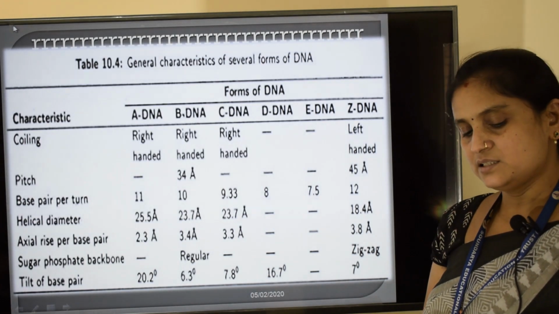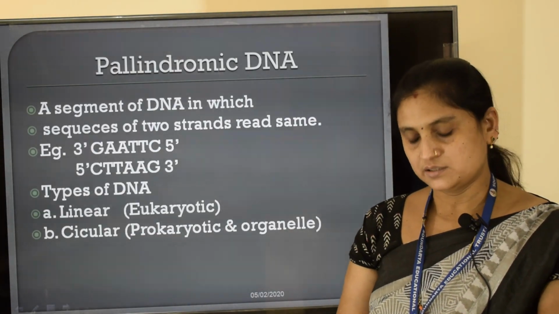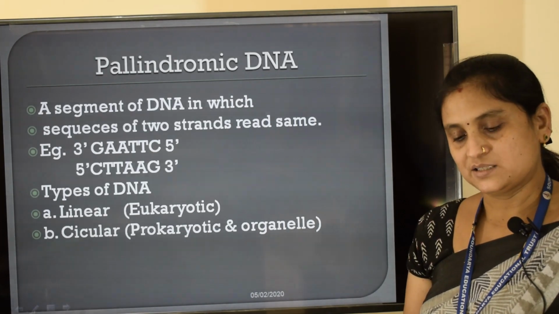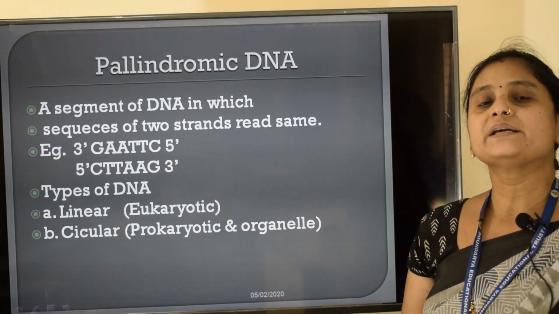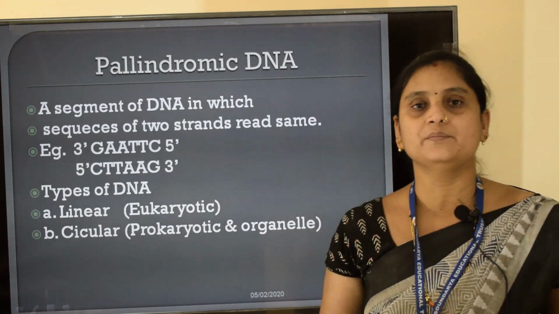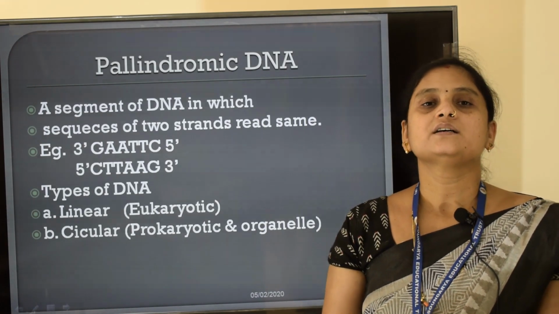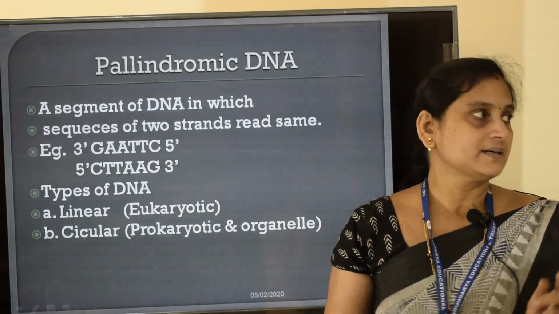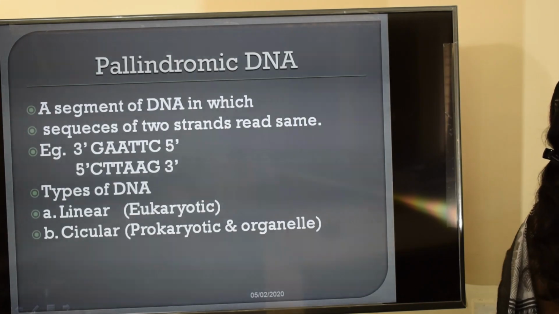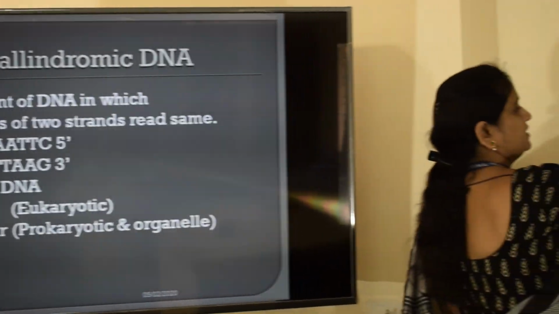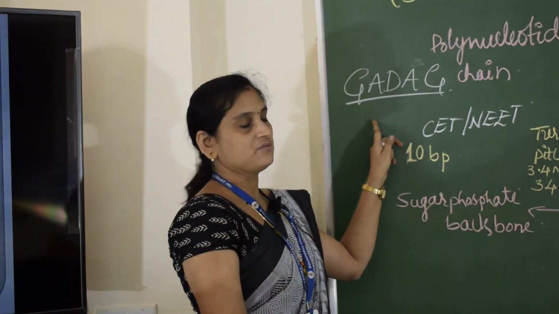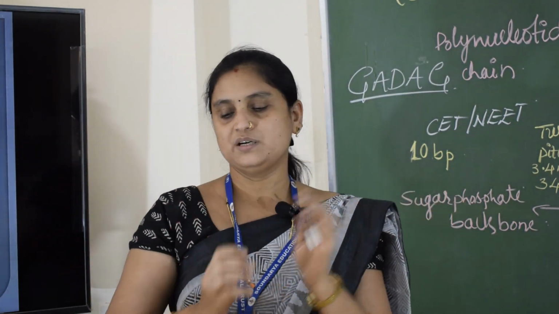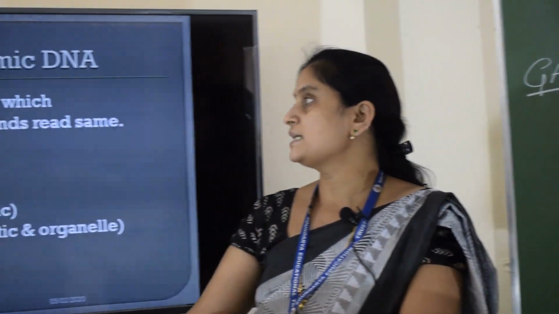Now we shall move on to another form of DNA, which you will also come across in the recombinant DNA technology topic. That is called palindromic DNA. What is that? What is the meaning of the term palindrome? A palindrome is a word which reads the same letters when you read it both forward and backward, like Gadag. Similarly Malayalam, which also reads the same from both forward and backward directions. Such type of DNA is called palindromic DNA.